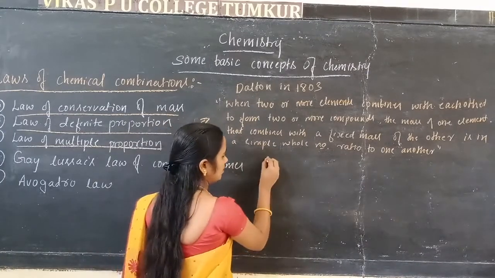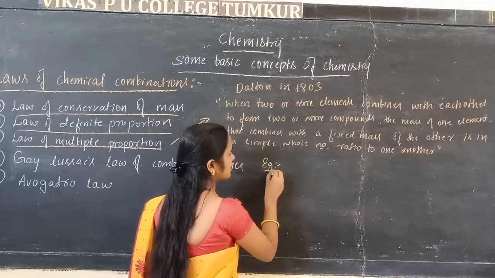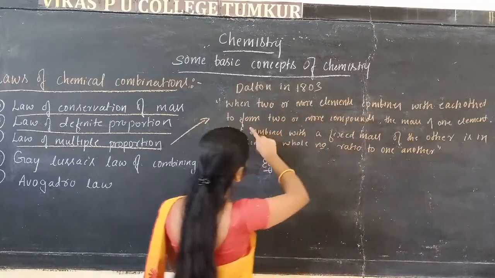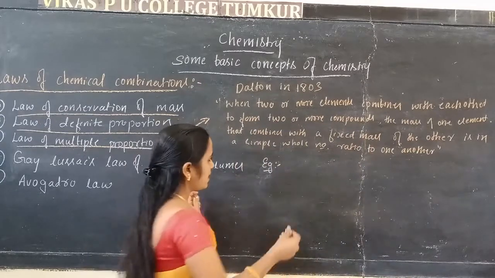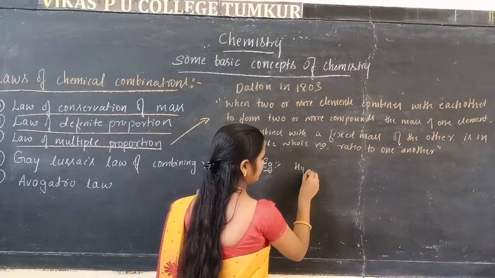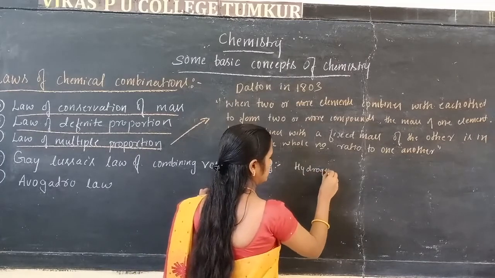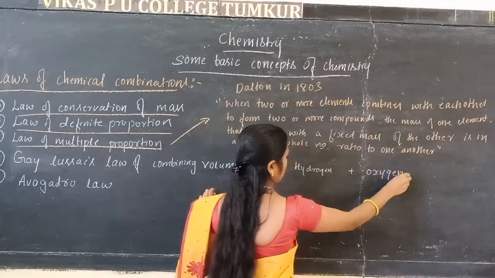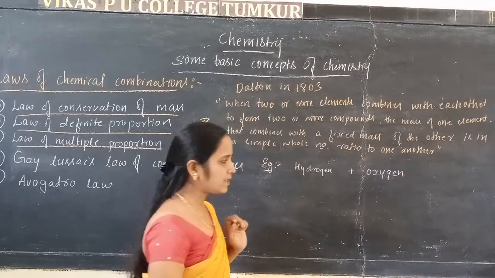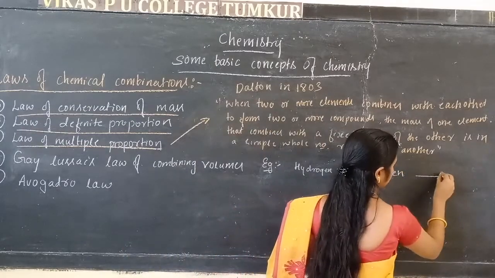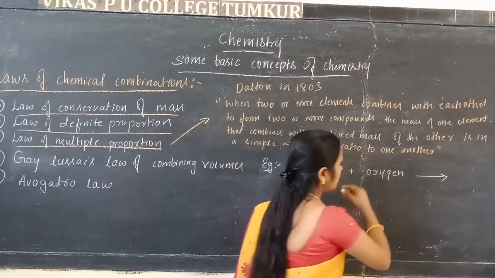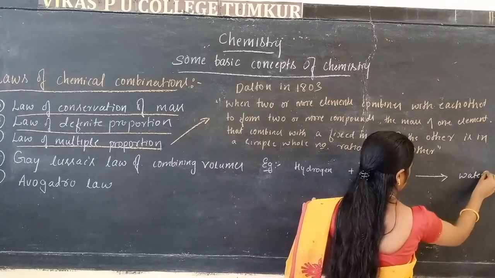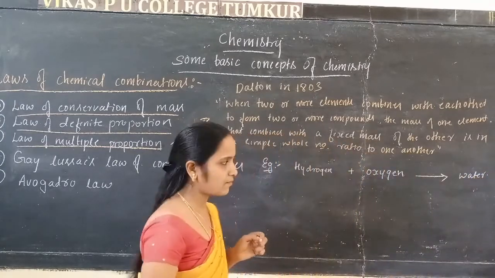If two or more elements combine with each other, we will take hydrogen and oxygen. Hydrogen plus oxygen forms water. That is one possibility of getting water.